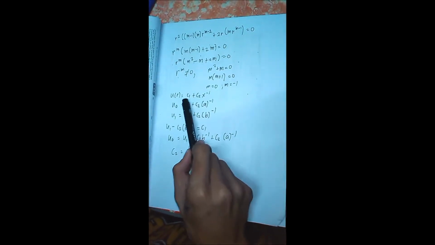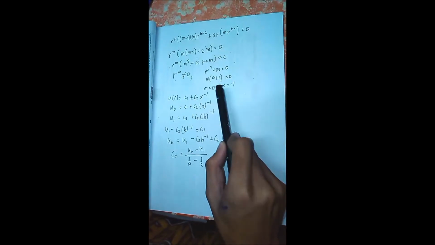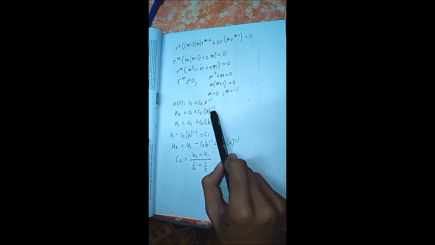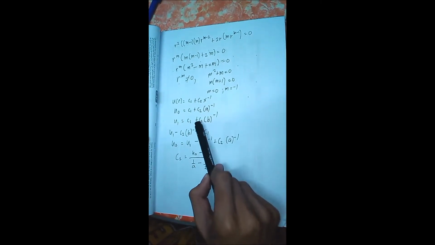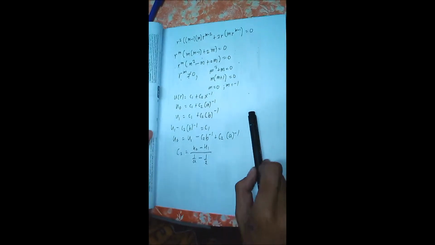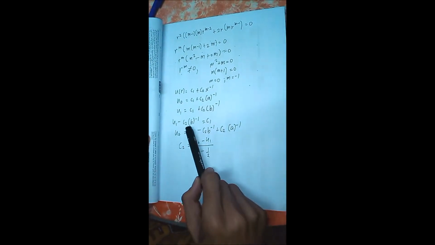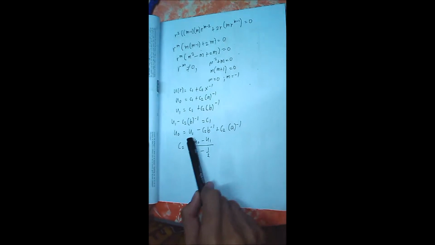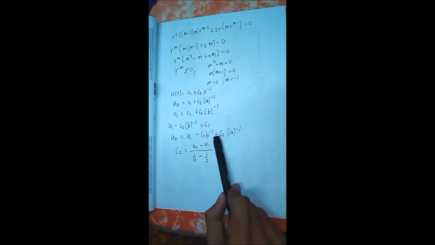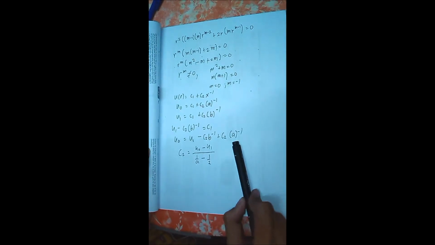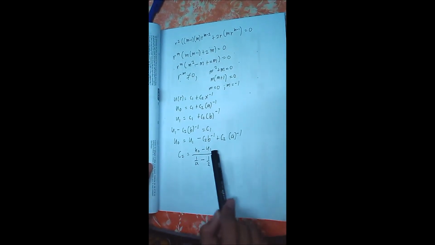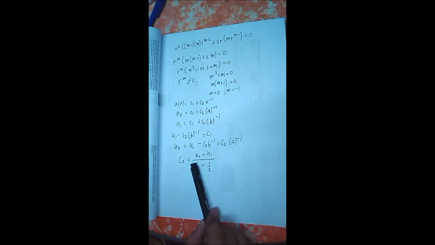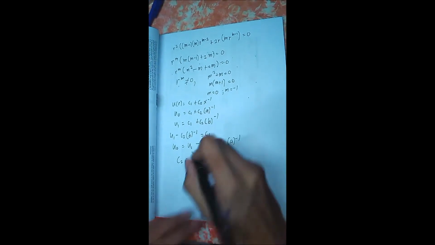Then, u(r) equals c1 plus c2 r raised to negative 1. Then, u sub 0 equals c1 plus c2 a raised to negative 1, and u1 equals c1 plus c2 b raised to negative 1. So, u1 minus c2 b raised to negative 1 equals c1. Then, u sub 0 equals u1 minus c2 b raised to negative 1 plus c2 times a raised to negative 1. Finding the value of c2, we get u sub 0 minus u1 over 1 over a minus 1 over b.